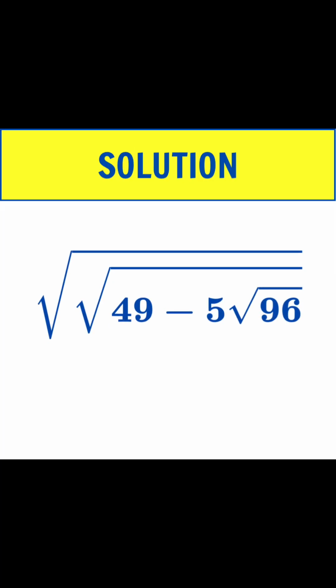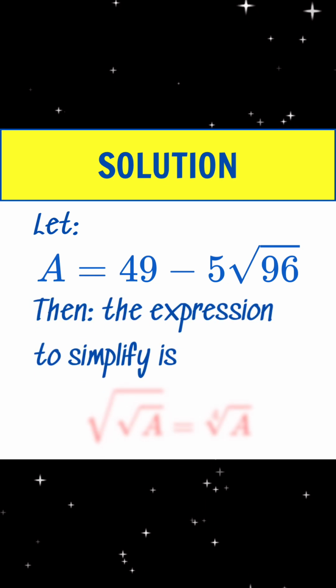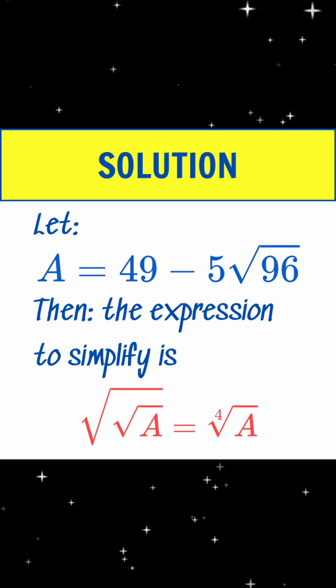To make things easier, let's focus on the inner part first. Let a be equal to 49 minus 5 times the square root of 96. Our goal is to find the square root of the square root of a, which is simply the fourth root of a.